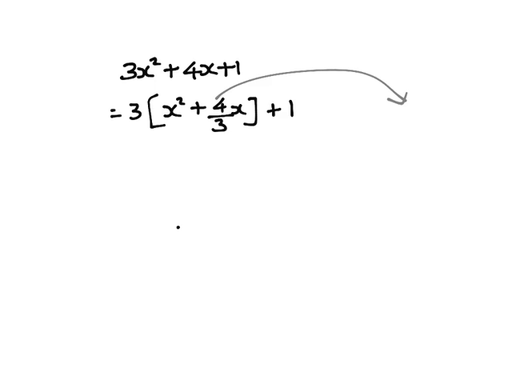Now here, you consider the coefficient of x, which is 4 by 3. So here 4 upon 3. The next step is I'll divide it by 2. So I'll get 4 upon 3 upon 2, which is nothing but 4 by 6, which is nothing but 2 upon 3.